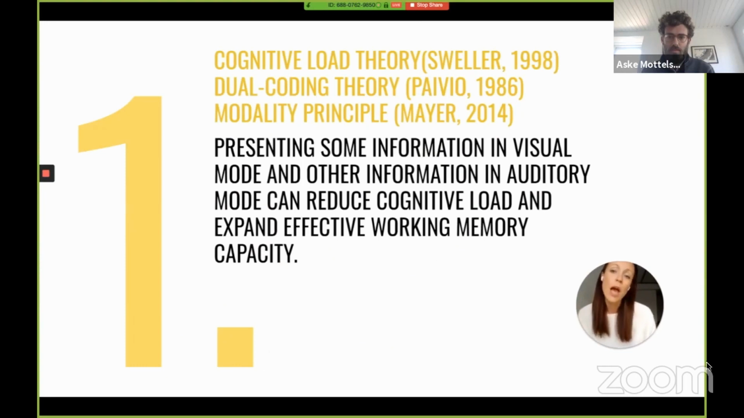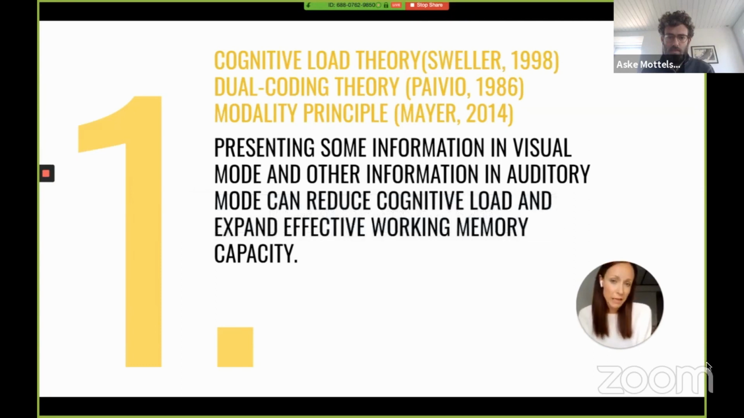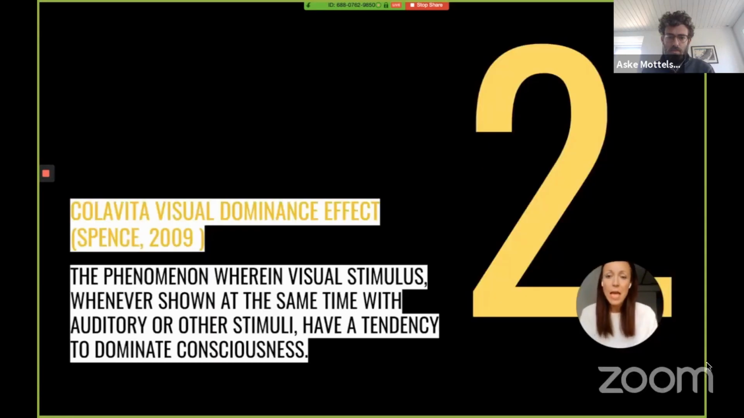However, just to give you an overview, the first school of thought that we looked at was the cognitivist approach, in particular the cognitive load theory, the dual coding theory, or the modality principle, which say that presenting some information in the visual mode and other information in the auditory mode can reduce cognitive load and expand effective working memory capacity. We also looked into the perceptual domain, for example, the Colavita visual dominance effect, the phenomenon wherein a visual stimulus, whenever shown at the same time as auditory or other stimuli, has a tendency to dominate consciousness.